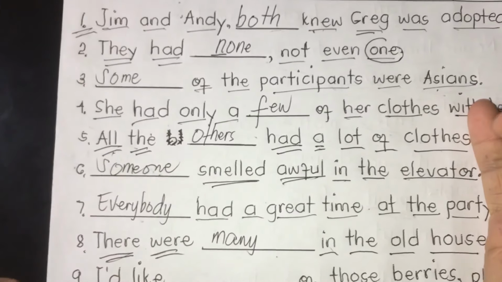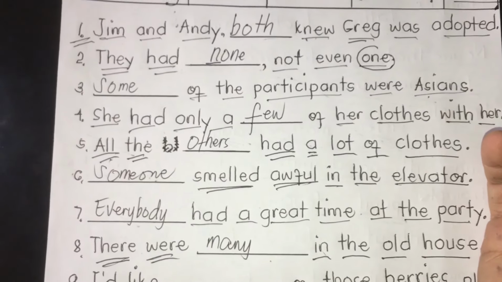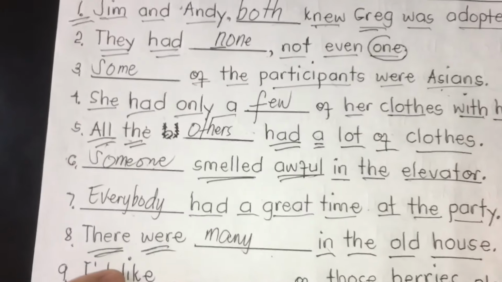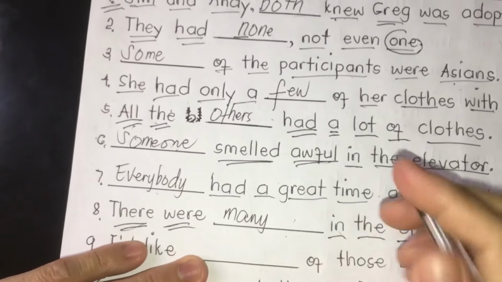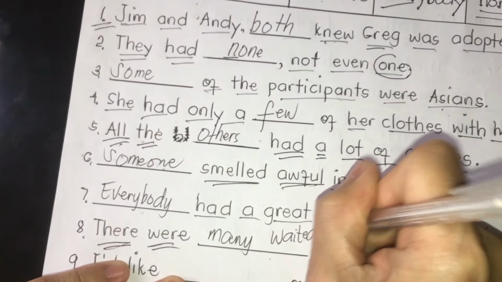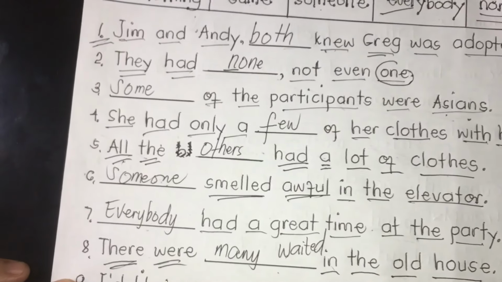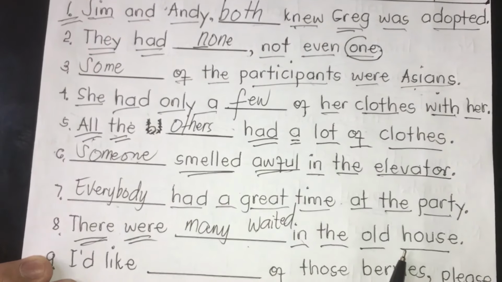There were many in the old house. That means to say, class, sorry, it's there were many. I forgot to write it. There were many in the old house.